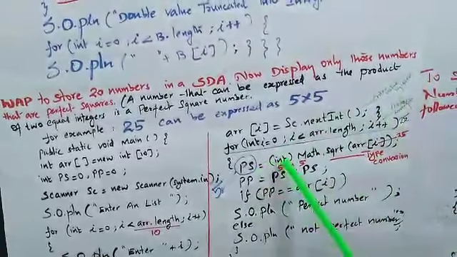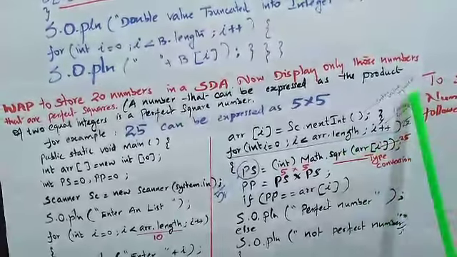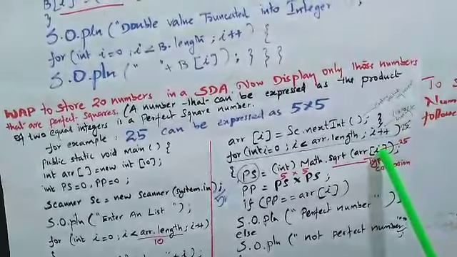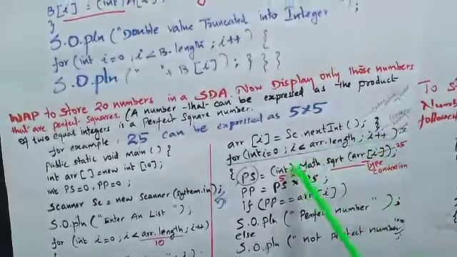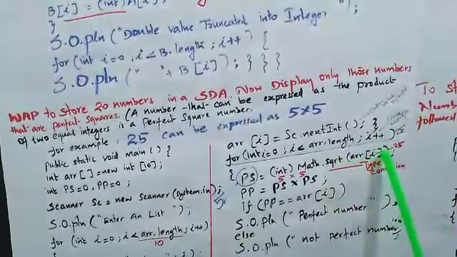ps is equal to int math dot square root array of I. The user enters the value as 25, so it becomes array of I, 25. So what will happen? Here also you have to do the type conversion. So what is the square root of 25? It will give you 5.